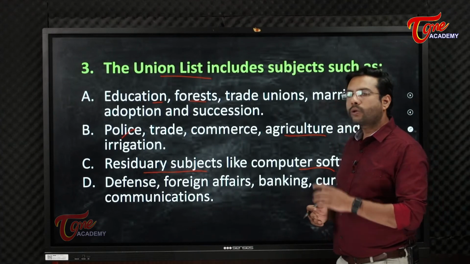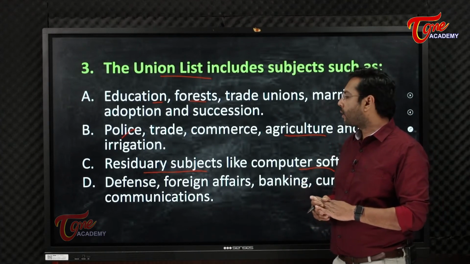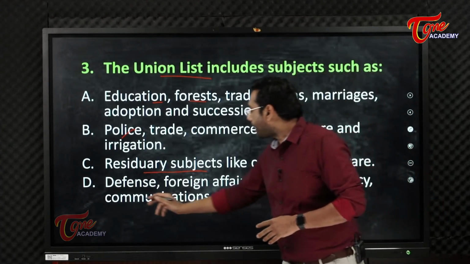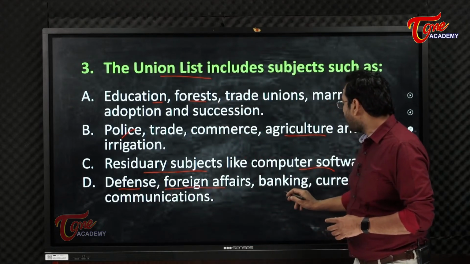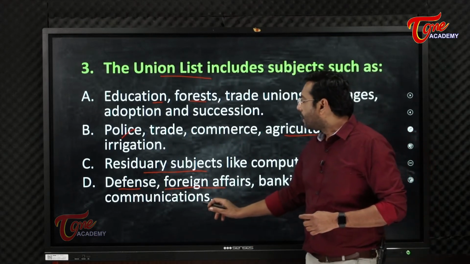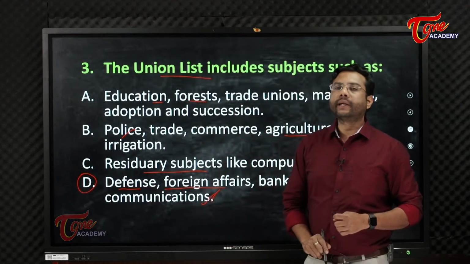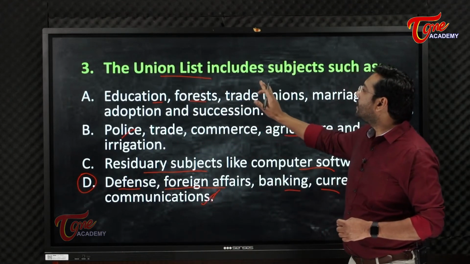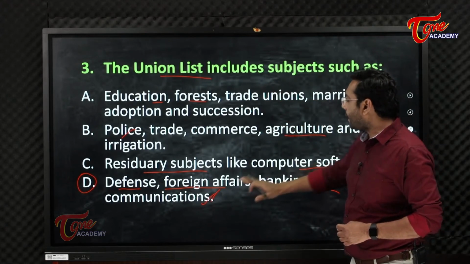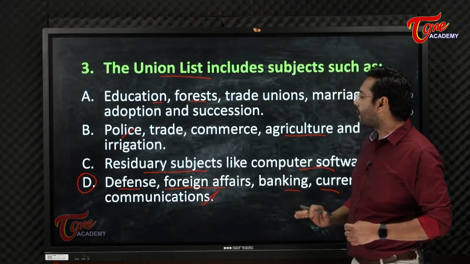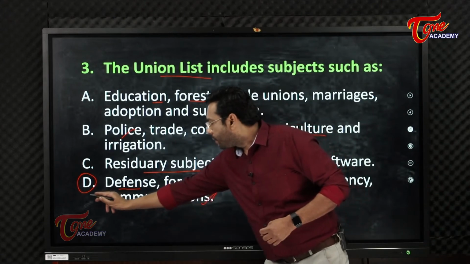In the concurrent list also the union government could make laws. But the important subjects like defense, foreign affairs, banking, currency, communications, these are the important strategic subjects mentioned in the union list. So, the union list includes subjects like defense, foreign affairs, banking, currency and communication. So, this would be the answer.